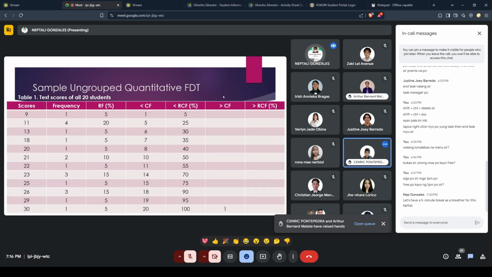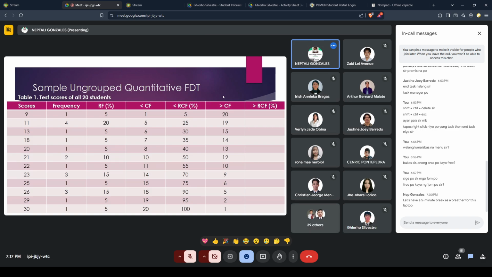2, Okay. 5, Okay. 6, Okay. 8. Ay, 9 pala, sir. Okay. 10, Okay. 12, Okay. 13, Okay. 14, Okay. 15, Okay. 19, Okay. And finally, 20. O, next, lahat na ulit.